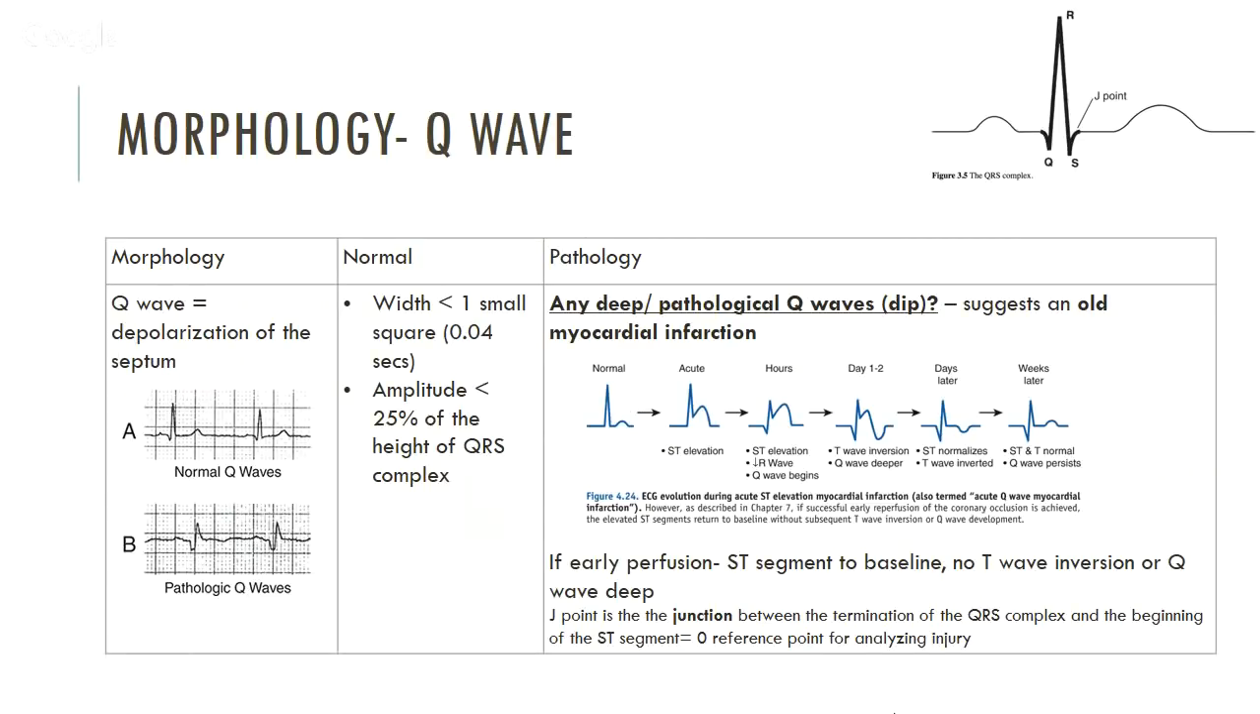The Q wave. The main thing to look for with the Q wave is a dip. Any deep Q waves suggest an old myocardial infarction. A normal Q wave should be very small, as you can see here, less than a quarter of the QRS complex. Anything more than that, you're thinking that there was a previous myocardial infarct.